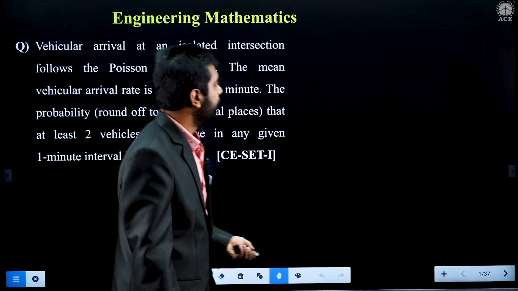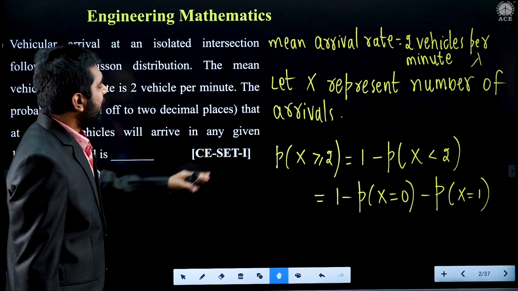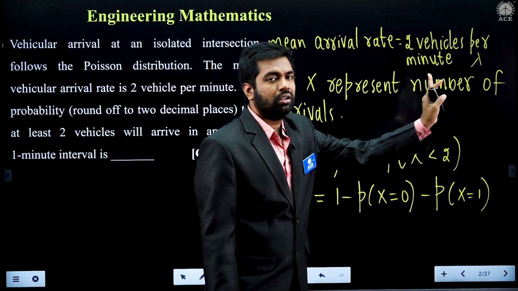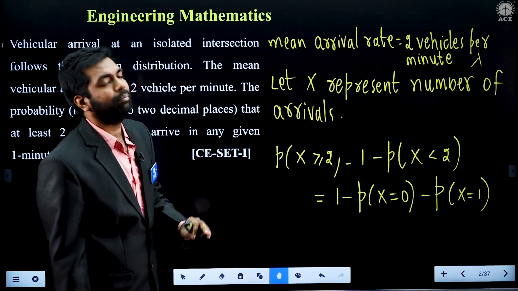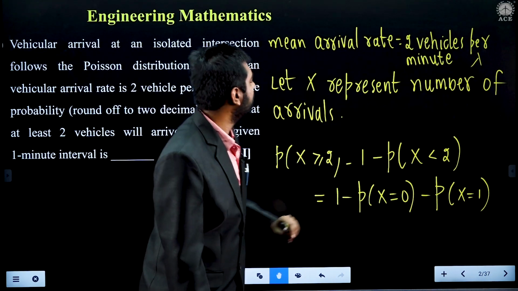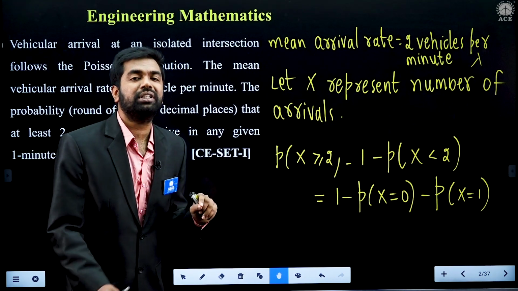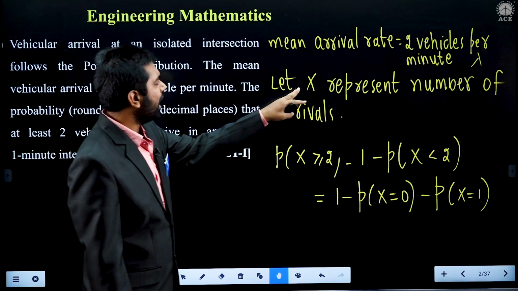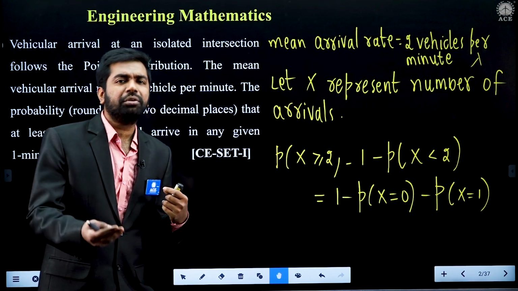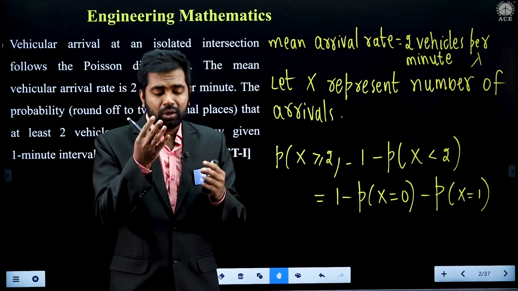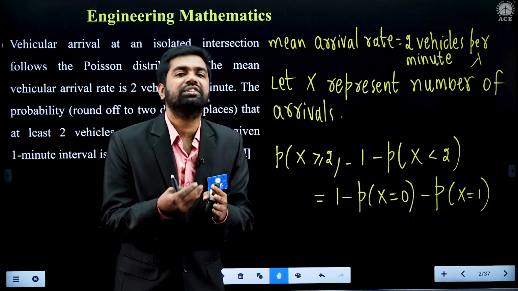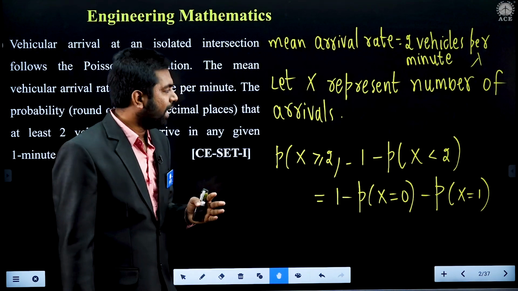So what I have done is I have written the mean arrival rate, that is 2 vehicles per minute, and I have assumed that as lambda. Next, let x represent the number of arrivals. We know that x is a Poisson random variable. So if x is a Poisson random variable, by now you should be aware of what would be its probability mass function.